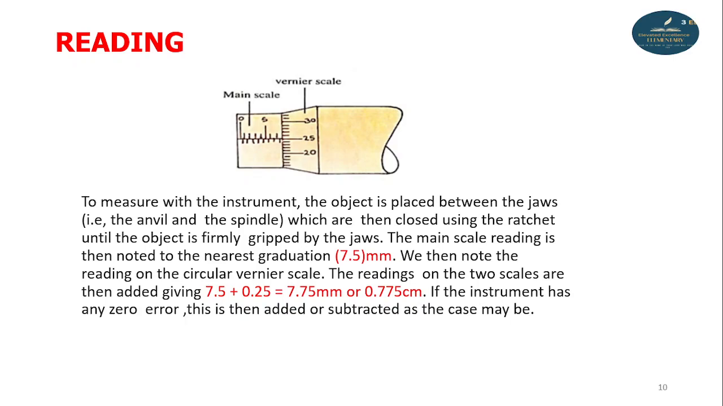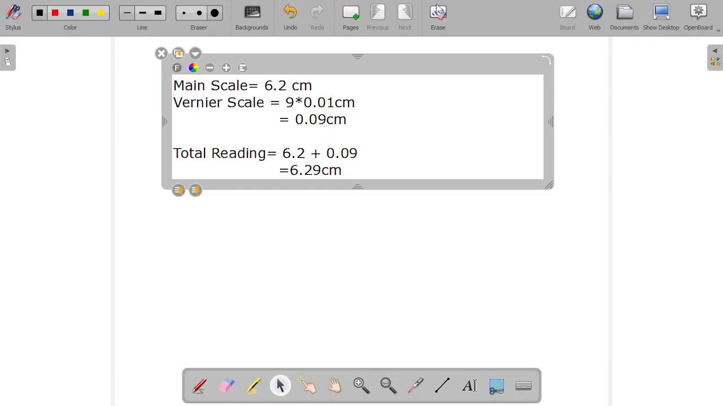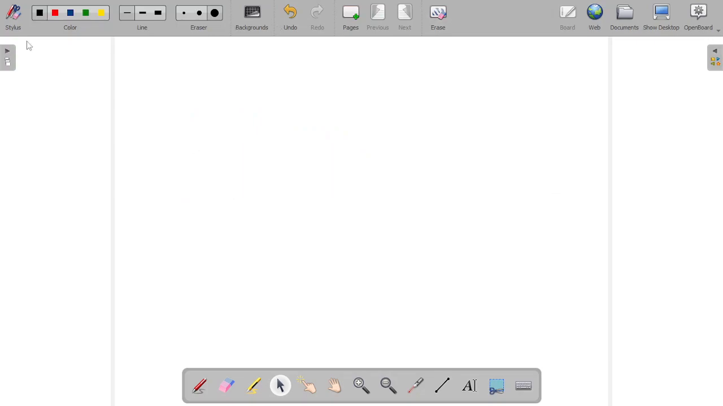And we know that it can measure to an accuracy of 0.01 millimeters or 0.001 centimeters. Let me write that down here. It can measure to an accuracy of what?